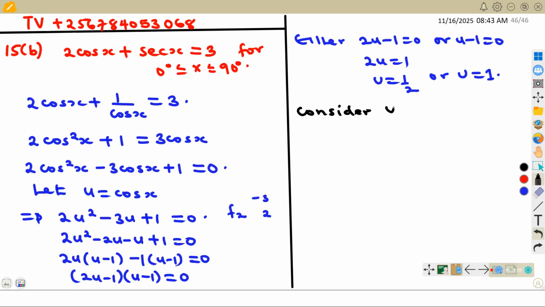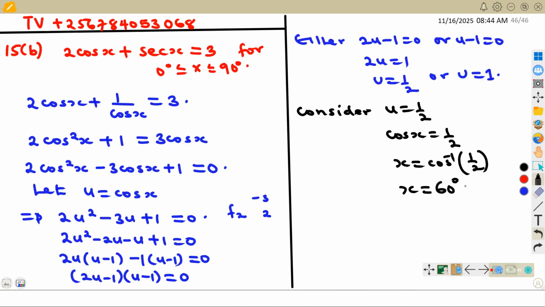So consider u equaling to a half. Remember, u represents cos, so cos of x is equal to a half. And for that case, x will be a cos inverse of a half. So x will become, what is cos inverse of a half? So cos inverse of a half is 60 degrees. So we shall have 60 degrees.